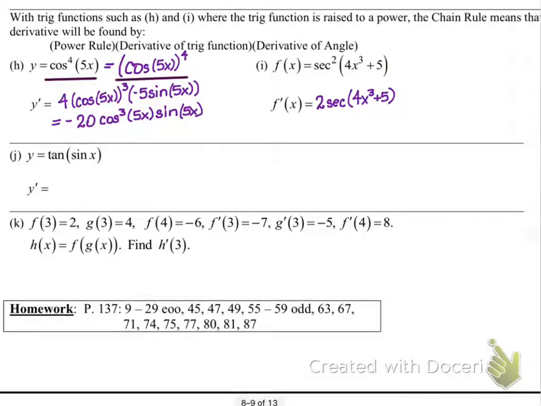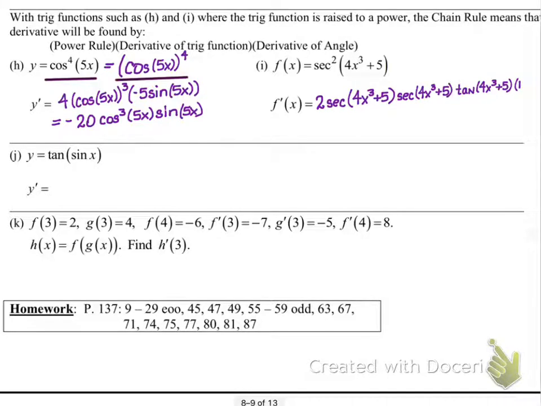Okay, bring down your power, subtract 1 from your power. Then we're going to take the derivative of the secant. And the derivative of the secant is secant tangent. Once you've taken the derivative of the secant, you're going to take the derivative of the innermost function.